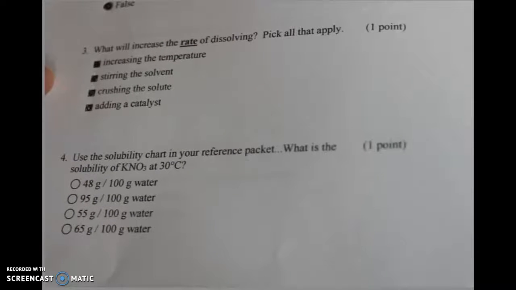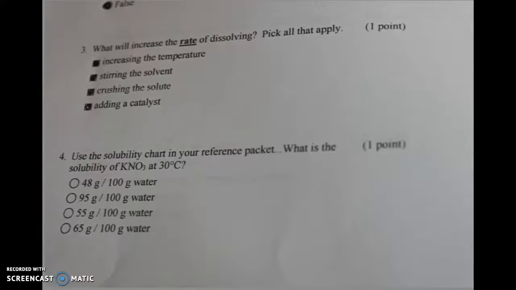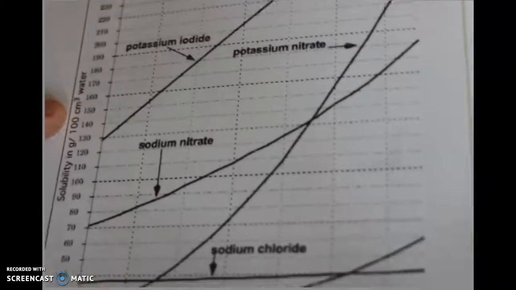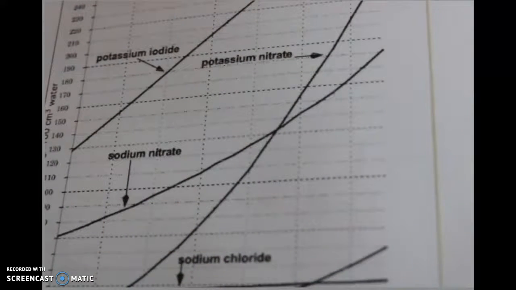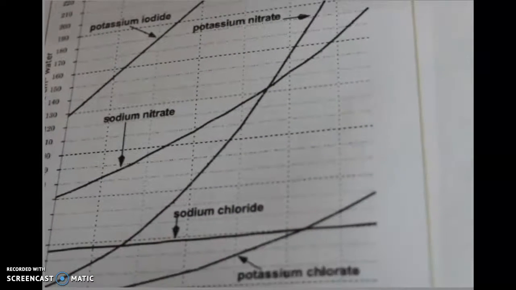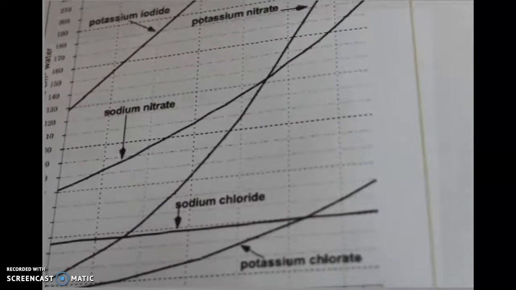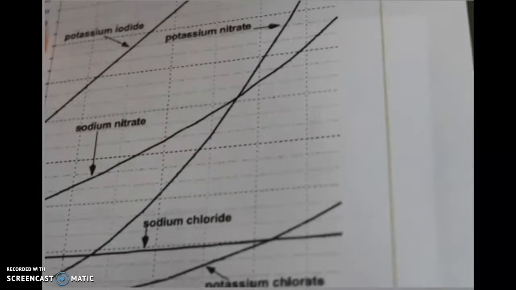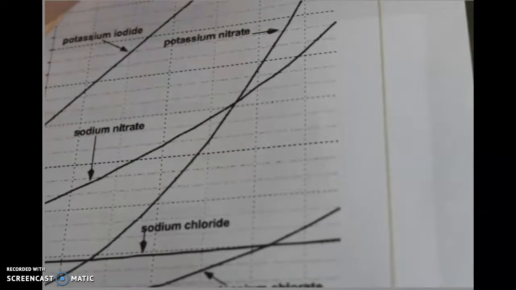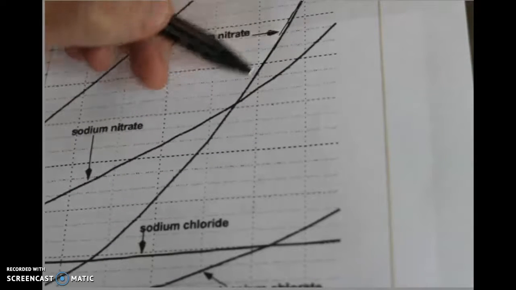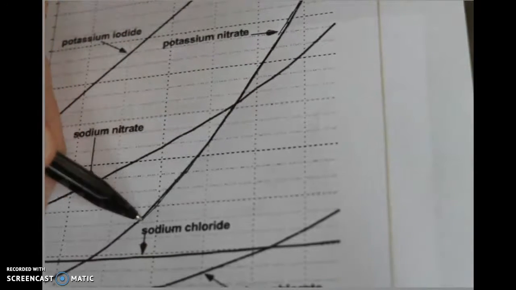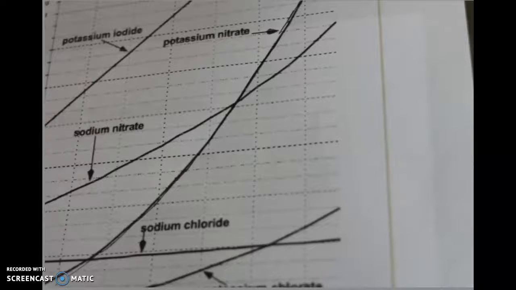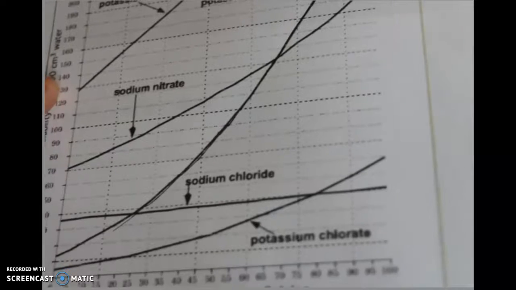Alright, now this is asking for the solubility chart. What is the solubility of potassium nitrate at 30 degrees Celsius? Now I ended up printing up one that doesn't have as much stuff on it, so it's a little easier to read. So we're talking about potassium nitrate at 30 degrees Celsius. So what I would do is, well, we have to figure out potassium nitrate is this line. So I'll just outline that a little bit, just to make that obvious. And it was at 30 degrees.